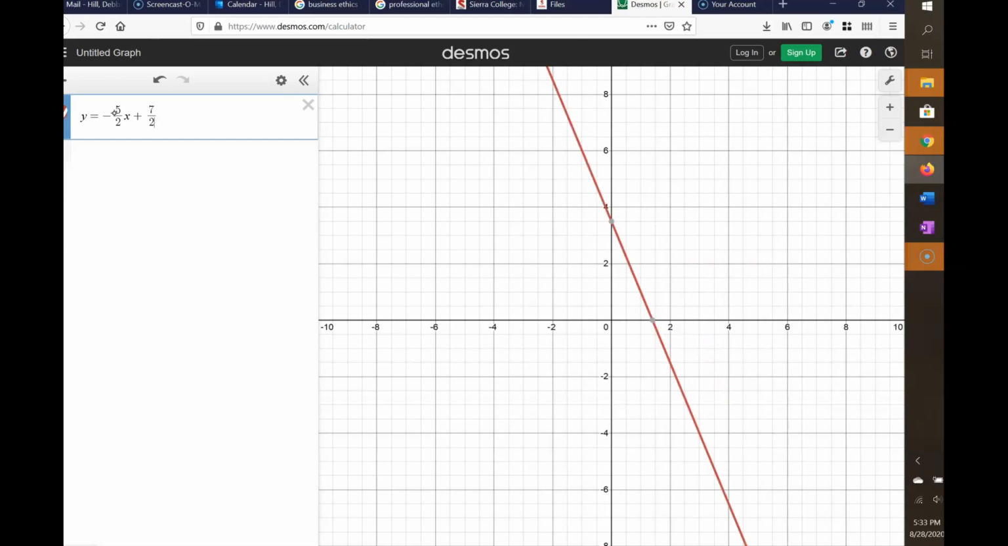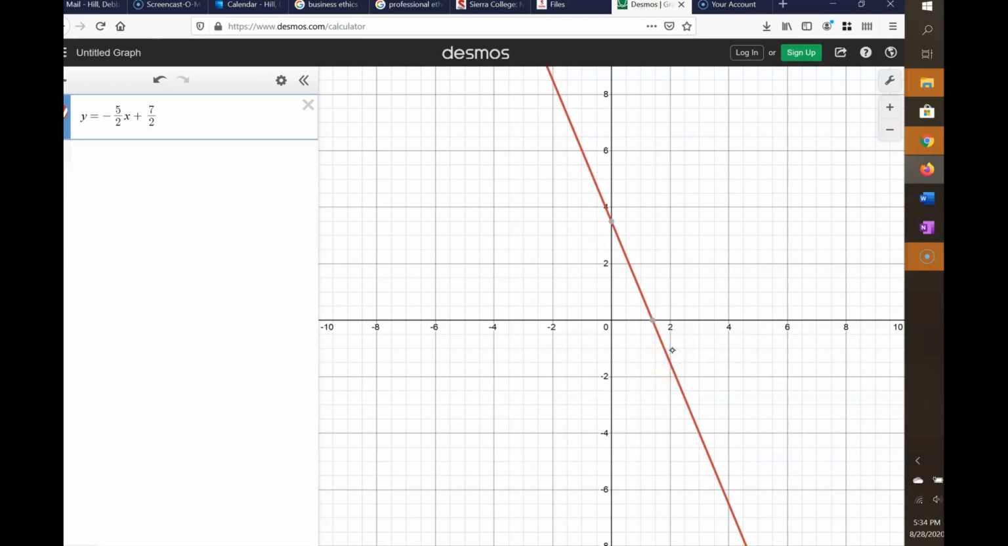So Desmos is free. It's either available on a web browser, go to Desmos, D-E-S-M-O-S, or it's a free app that you can download onto your phone, and it turns your phone into a graphing calculator. So you can check and make sure that your line looks correct, and then if you want to know what one of the points on the line is, you can touch it.